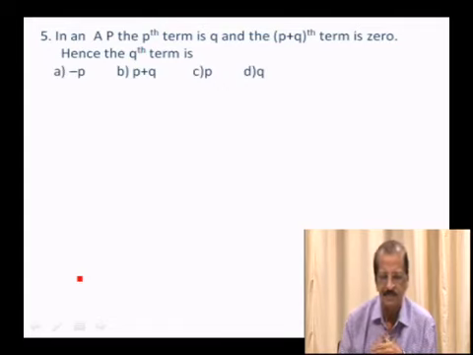Fifth one: in an AP the p-th term is q and the (p+q)-th term is 0, hence the q-th term is?